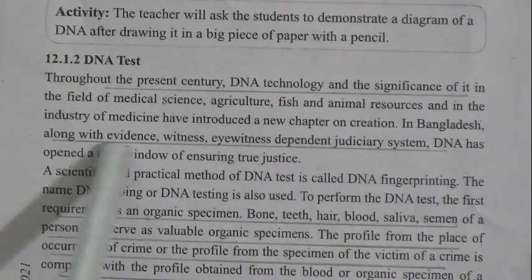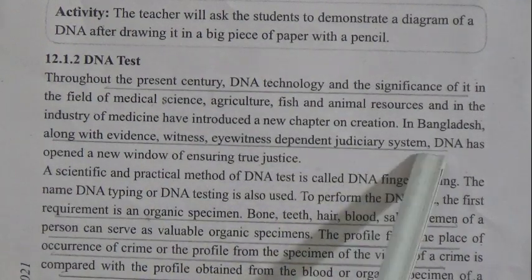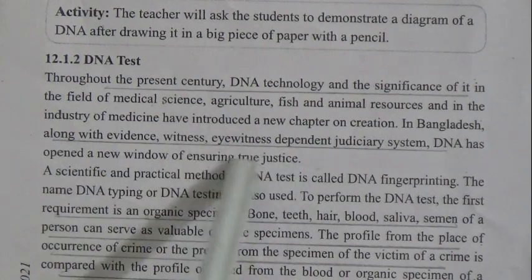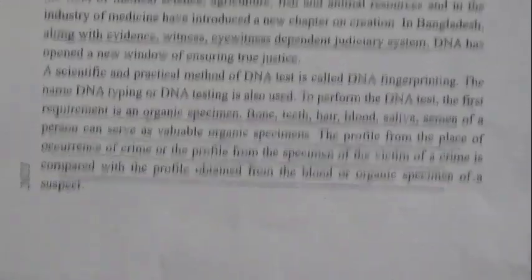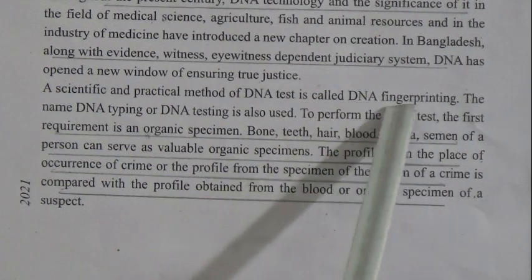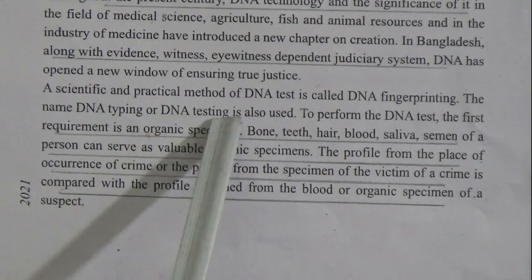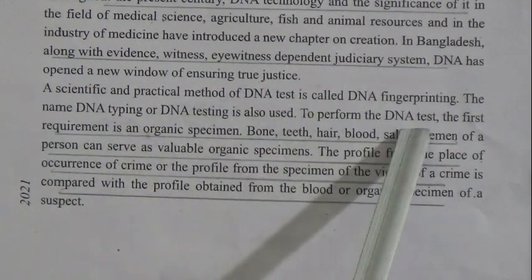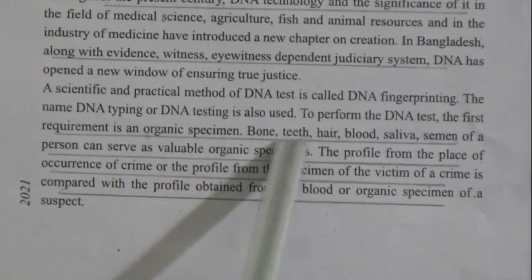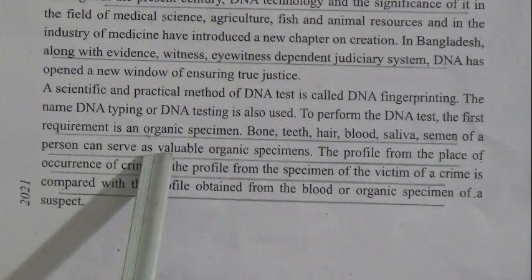In Bangladesh, along with evidence and eyewitnesses in the judiciary system, DNA has opened a new window of ensuring true justice. The scientific and practical method of the DNA test is called DNA fingerprinting. The names DNA typing or DNA testing are also used. The first requirement is an organic specimen. Bone, teeth, hair, blood, saliva, and semen of a person can serve as valuable organic specimens.